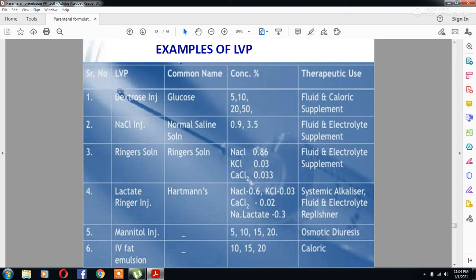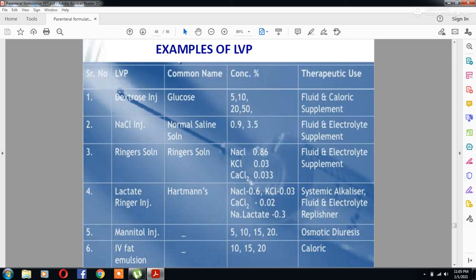low volume parenterals. The first one is dextrose injection. The common name is glucose, concentration 5 to 25%. Therapeutic use is fluid and calorie supplement. Sodium chloride injection, also known as normal saline solution, is 0.9 to 3.5% concentration. Therapeutic use is fluid and electrolyte supplement.